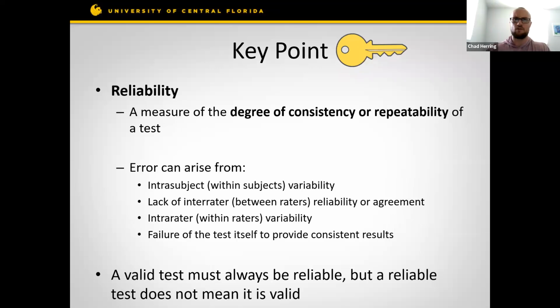Now reliability, on the other hand. We have that same target, and reliability means regardless of whether we hit the bullseye, let's say we have a dartboard and we hit the 5 every single time, even if it's far away from the bullseye. Reliability means we hit that same point on the board, even if the test is not valid and doesn't necessarily measure what it's supposed to be measuring.